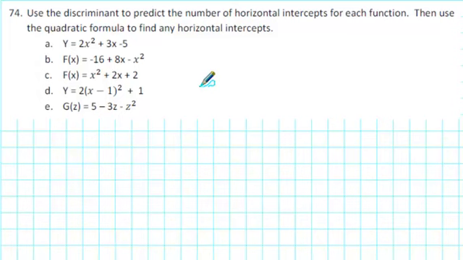Use the discriminant to predict the number of horizontal intercepts for each function. Then use the quadratic formula to find any horizontal intercepts. Well, first of all, notice that each of the functions in parts A through B are quadratic functions.